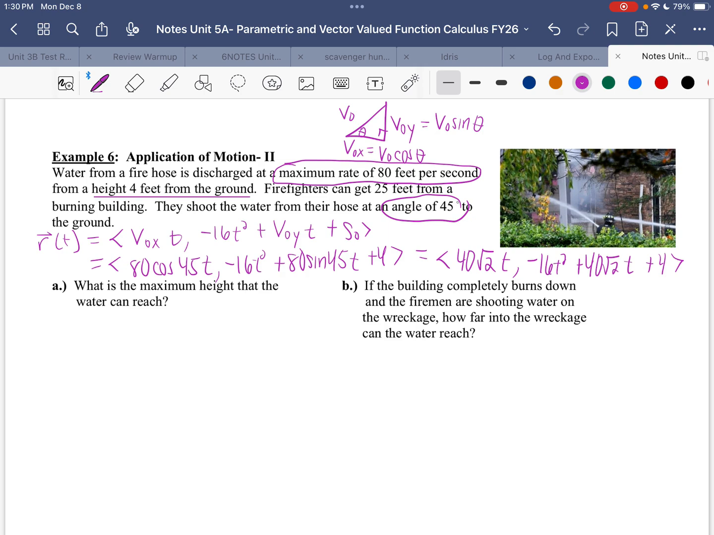What is the maximum height the water can reach? So we need to find y prime.